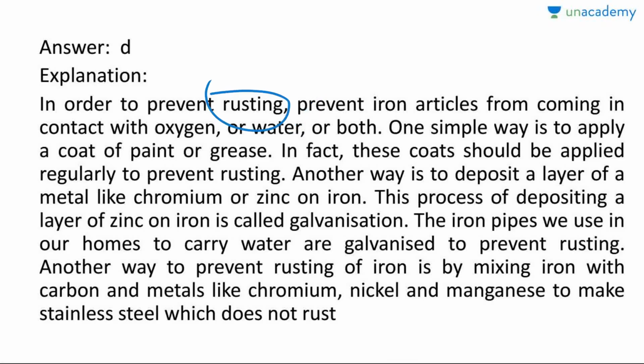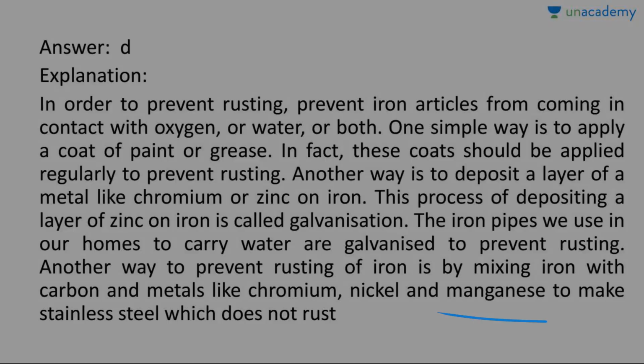In order to prevent rusting, prevent iron articles from coming in contact with oxygen or water or both. One simple way is to apply a coat of paint or grease, and these coats should be applied regularly to prevent rusting. Another way is to deposit a layer of a metal like chromium or zinc on iron. The process of depositing a layer of zinc on iron is called galvanization, and the iron pipes we use in our homes to carry water are galvanized to prevent rusting. Another way is mixing iron with carbon and metals like chromium, nickel, manganese to make stainless steel which does not rust.